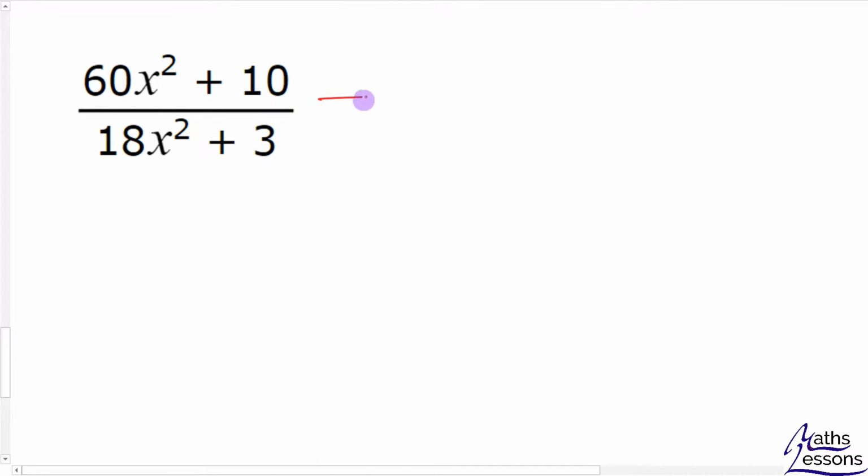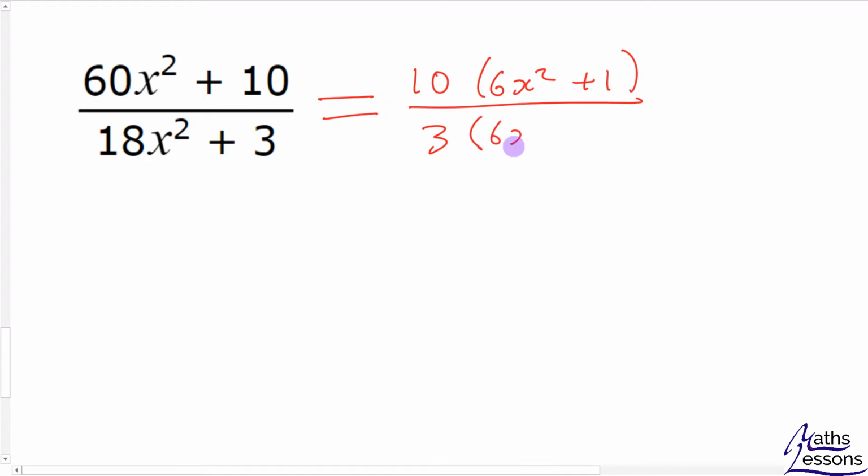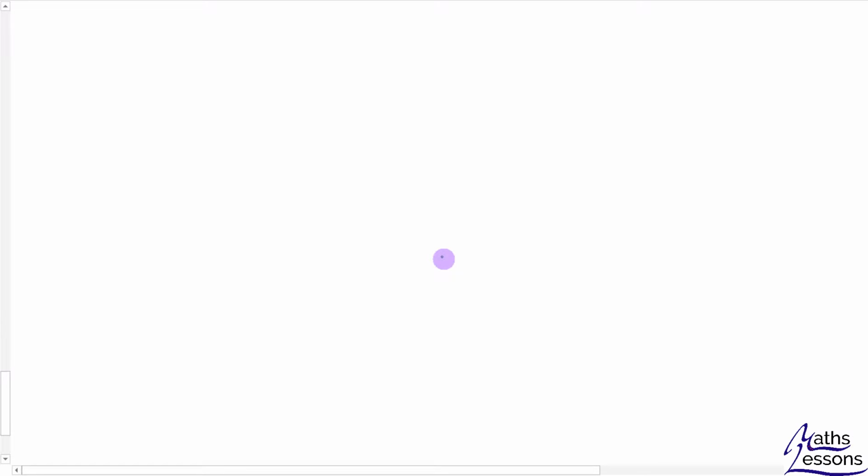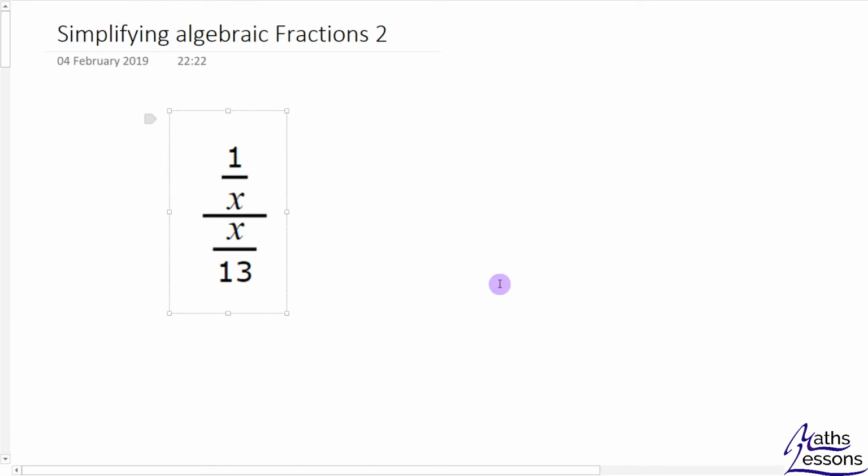Right, do the same again. So we have got a common factor on the top of 10. And that leaves you 6x squared plus 1. No other common factors here, and we can't factorise the 6x squared plus 1. And here we can take out 3. 3 into 18x squared gives me 6x squared, into 3 gives me another plus 1. And we see that we can cancel down, because we've got a common factor of 6x squared plus 1 top and bottom, and that just leaves us 10 over 3.